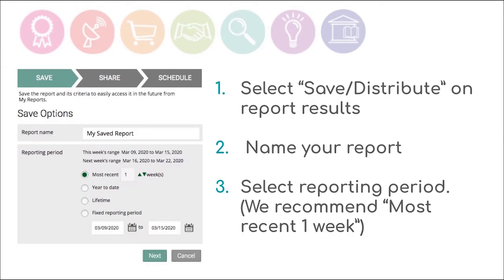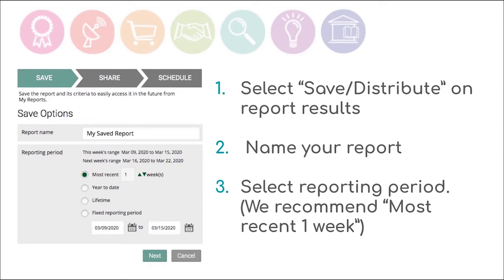On every report results screen, just above your results grid on the upper right-hand side, you'll find a button that reads Save and Distribute. Clicking that button opens the Save Options menu, which is pictured on my slide here. In the first pane of the Save Options menu, you have the option to name your reports. You should give your report a name.